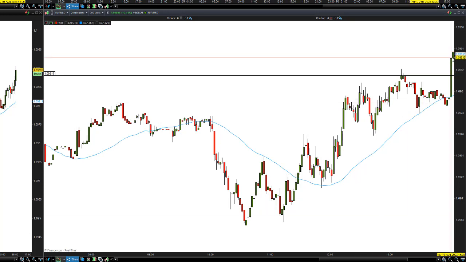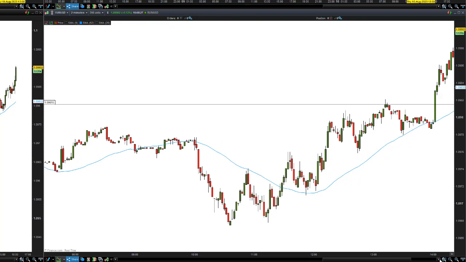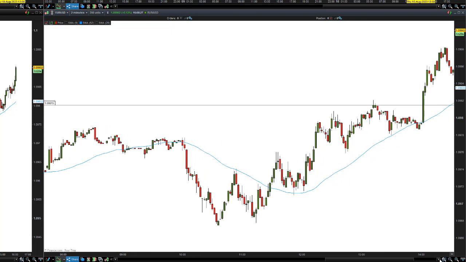The reason why we look for the breakaway bar first is because then it gives us a high probability that we're going to see a nice move up from there, right? And then we can manage it and so on and so forth from there.